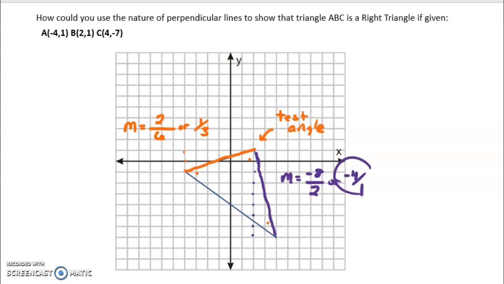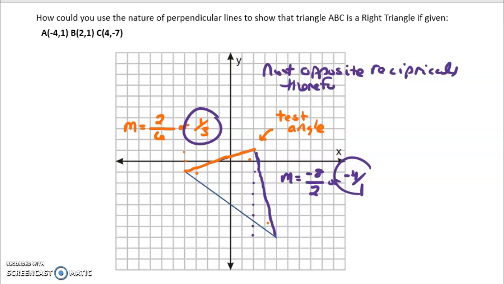All right. So knowing what you know about perpendicular lines and their slopes, these two slopes are not opposite reciprocals. Therefore, they are not perpendicular.